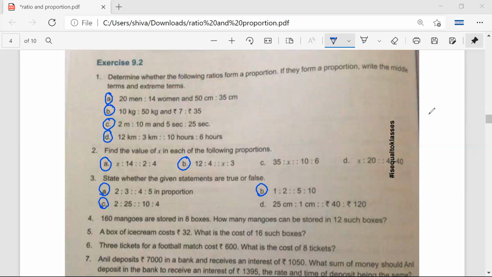So, for example, in this case, I need to check. How will I check? I'll write this as 12 by 3. I'll write this as 10 by 6. Satya, any doubt? No, sir. Okay, now tell me whether this forms a proportion or not. Just check and tell me the answer. So in maths, you have to give the accurate answer.